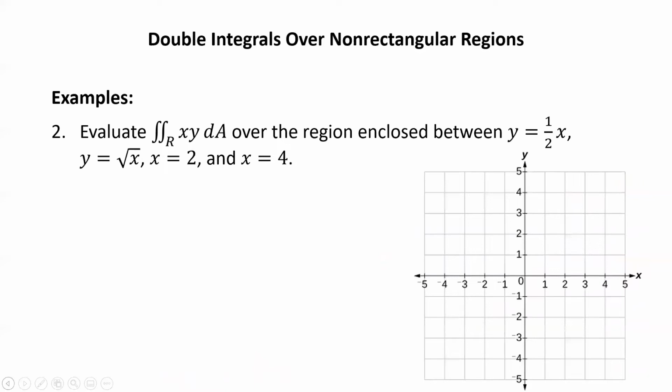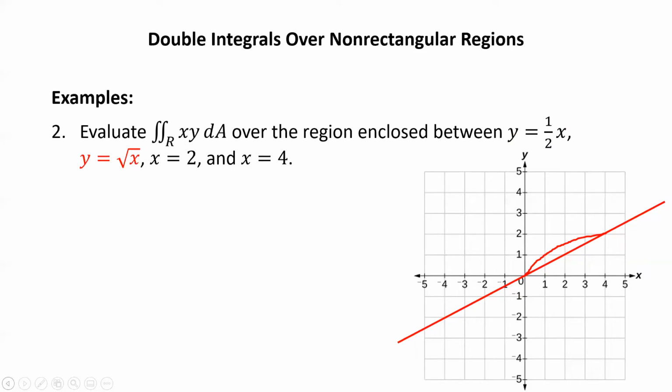Once again, we want to draw a picture first. Y equals 1/2 x is a line passing through the origin and with a slope of 1 over 2. So from the origin, if we move up 1 over 2, we could get another point and then draw the line. Y equals root x looks like this.